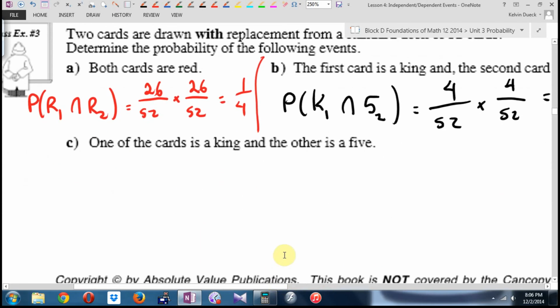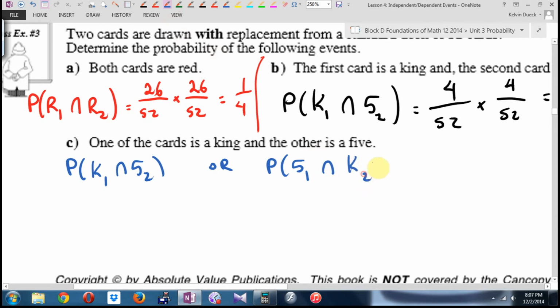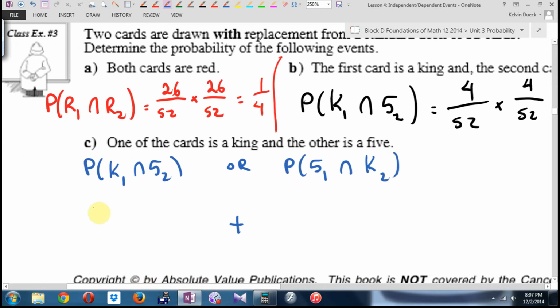One of the cards is a king, and the other is a 5. Okay, now we don't care about the order. So now we can have either king 1 and 5 2, or 5 1 and king 2. I'm getting used to this and symbol. I never used to teach it this way. Or means add. I already did this. It was 4 out of 52 times 4 out of 52, which ended up being 1 out of 169.